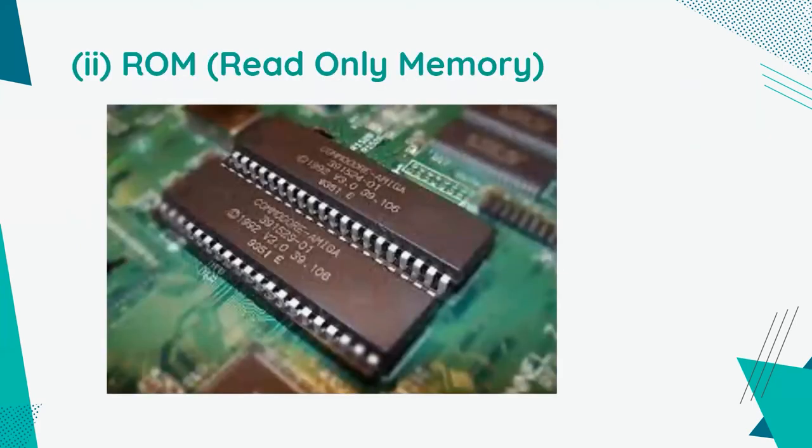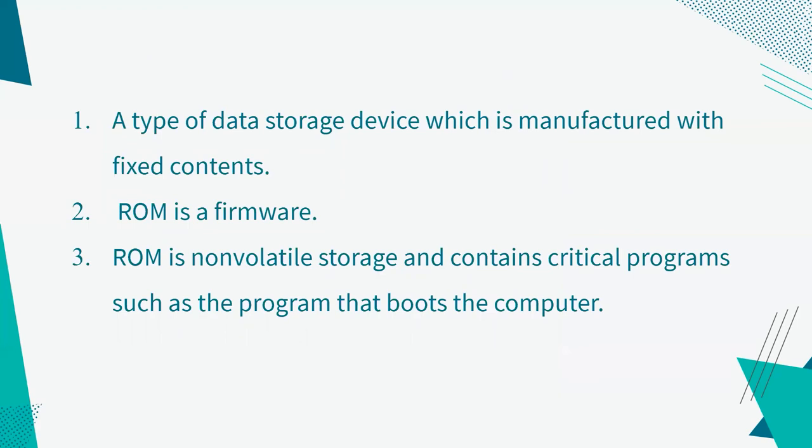Moving on, let's talk about the read-only memory, which is the ROM. Here you can see in this picture, this is a picture of a ROM. A ROM is a type of data storage device which is manufactured with fixed content. A firmware is a combination of software and hardware. So the ROM is a firmware. And also, ROM is non-volatile, which means that it does not lose its data when the computer power is turned off. So the ROM is non-volatile storage, and because of that reason, it contains critical programs such as the programs that boot the computer.